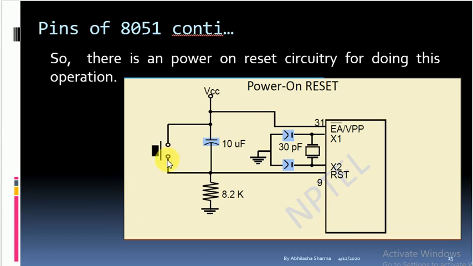Whenever you push this button, you do the process of reset, and when that reset is going on, all register values are 0 except the stack pointer. So this is the reset circuitry for the 8051 microcontroller. So that is all about the pin diagram of the 8051 microcontroller.